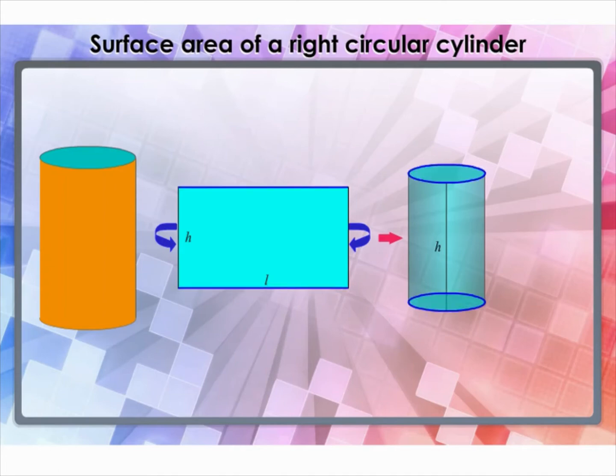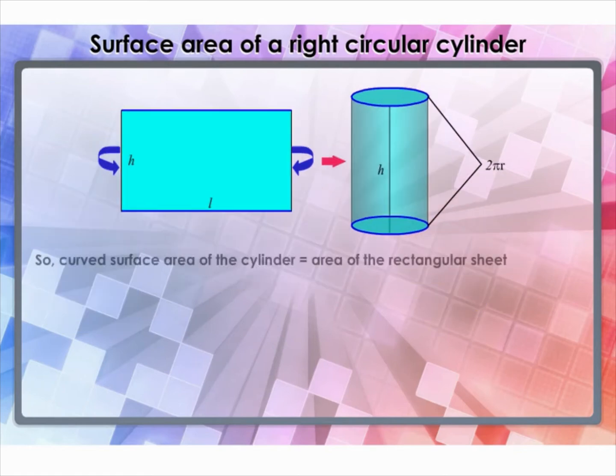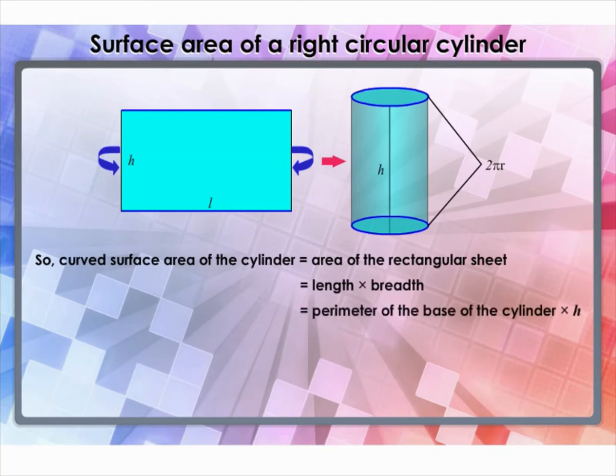Note that the length of the sheet is equal to the circumference of the circular base, which is equal to 2πr. So, the curved surface area of the cylinder is equal to the area of the rectangular sheet, that's equal to length into breadth, which is equal to the perimeter of the base of the cylinder into height, that's equal to 2πr into h. Therefore, the curved surface area of a cylinder is equal to 2πrh, where r is the radius of the base of the cylinder and h is the height of the cylinder.